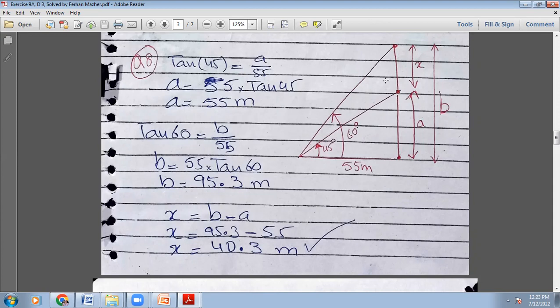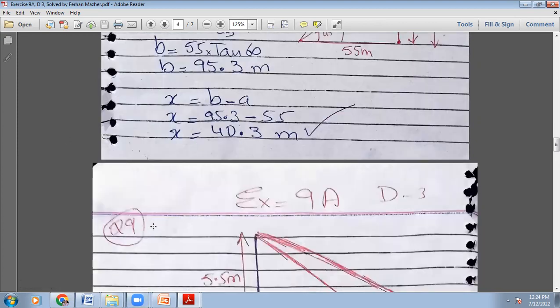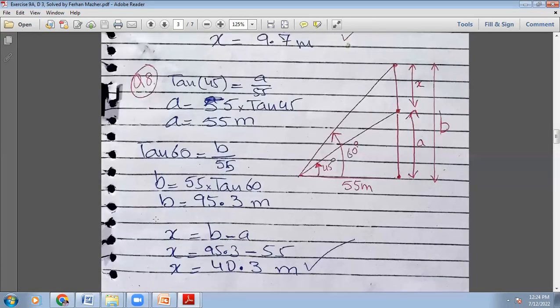So the height of the castle from the top of the cliff will be X equals B minus A. So 95.3 minus 55, and that will be 40.3 meters. So this is how you will do question number 8. And this is how you make its diagram, a simple diagram, so you can apply your trigonometric ratios. So that was question number 8.